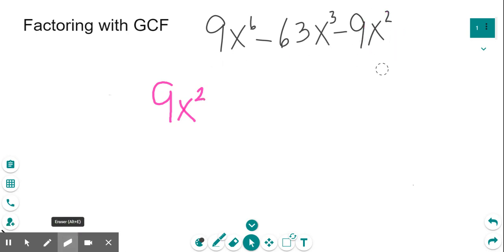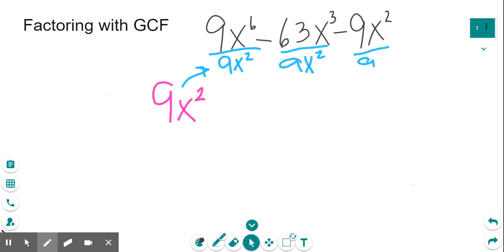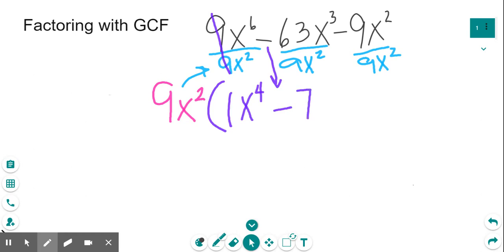Okay. Then what you do is you divide every single one of them by the greatest common factor. So I'm going to have 9x squared, 9x squared, and 9x squared. All right. I'm going to open up the parentheses. Okay, 9 divided by 9 is 1. x to the 6th divided by x squared is x to the 4th. Bring the minus sign down. 63 divided by 9 is 7. x to the third divided by x squared is x. Bring the minus sign down. 9 divided by 9 is 1. x squared divided by x squared is 1, so this is just 1.